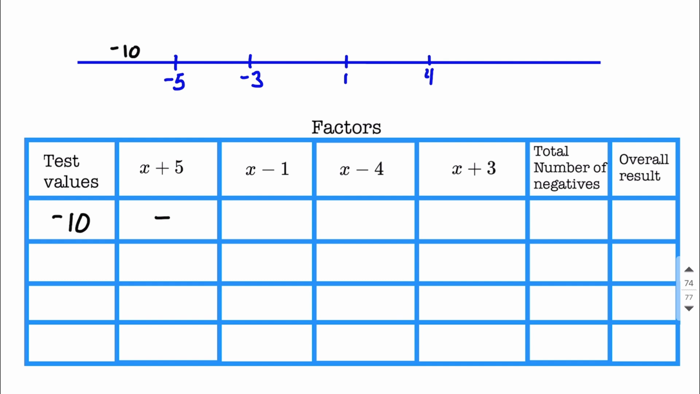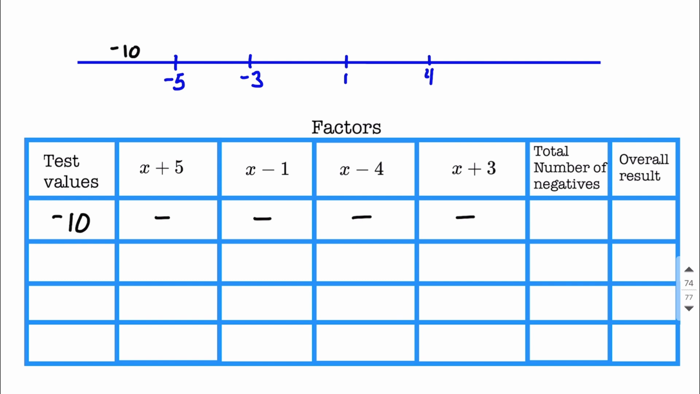Next, we need to plug in negative 10 to this factor. So negative 10 minus 1 makes negative 11, but negative is what we care about. Negative 10 minus 4, negative 14, but the negative is the part we care about. And finally, negative 10 plus 3 makes negative 7, but negative is what we care about.